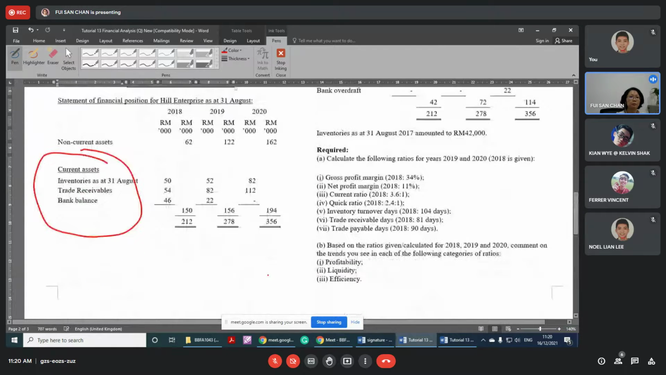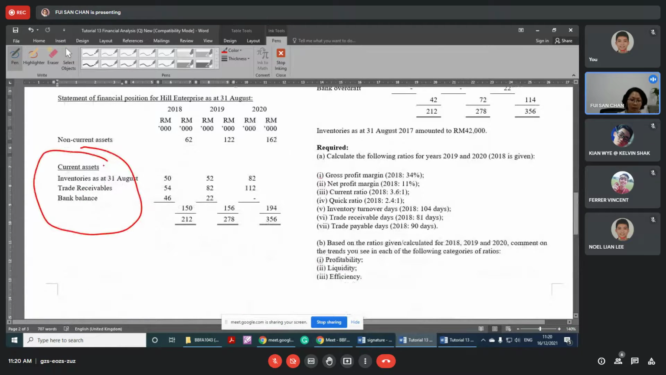Like for example, current asset. When we say current asset, we actually talk about total current asset, right? So total current asset means which number? This number. You don't go and take 212. What is 212? 212 is non-current asset plus current asset. Right? So I have to be careful. So current asset is 150. Non-current asset is 62. Okay. So read your question carefully.